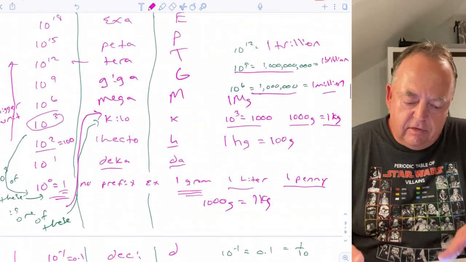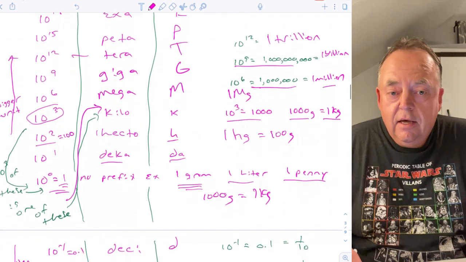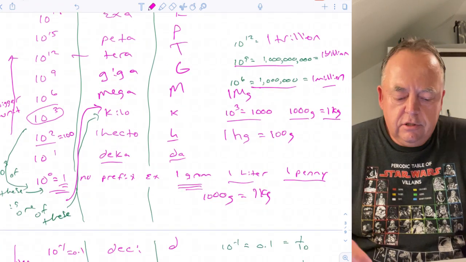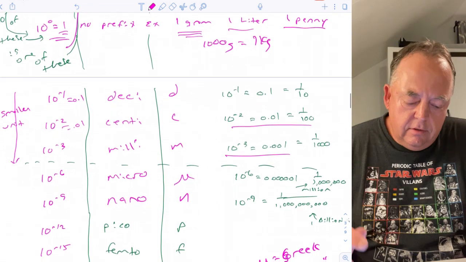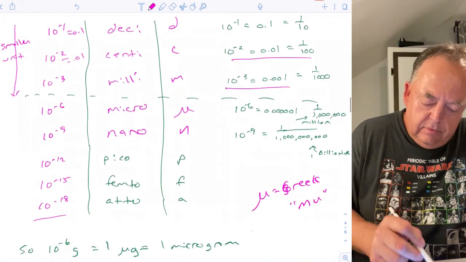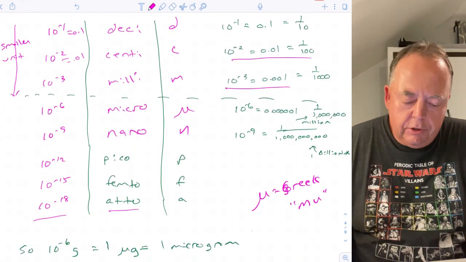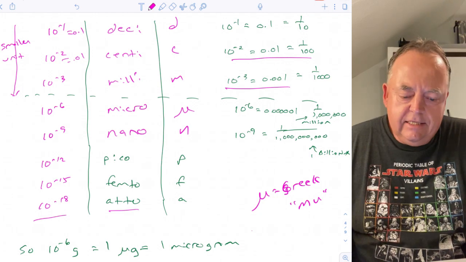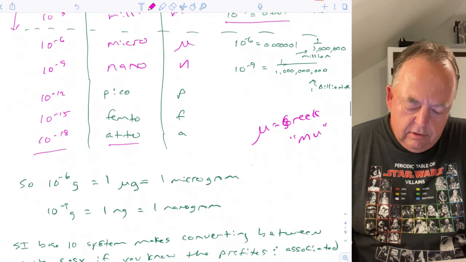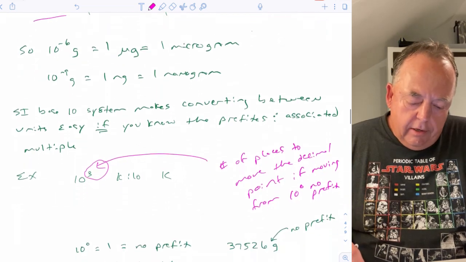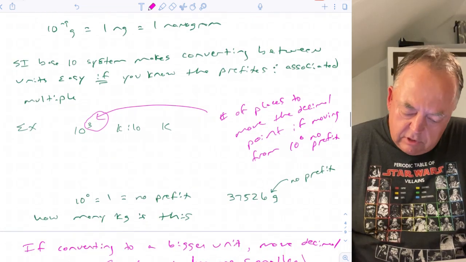This SI system based on powers of 10 is very convenient because it's easy to do conversions so long as you know the exponent. So long as you know the prefix and you know the exponent, then it's extremely easy to convert between the different units. Okay, so let's take a few examples.